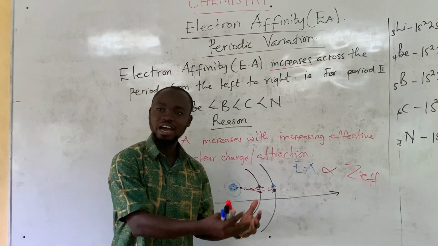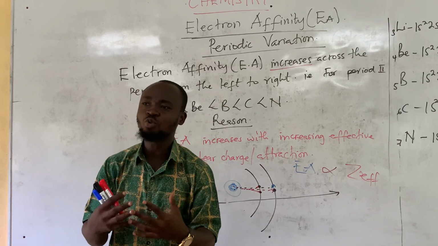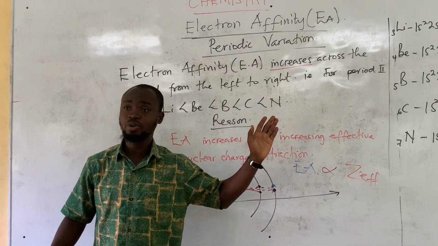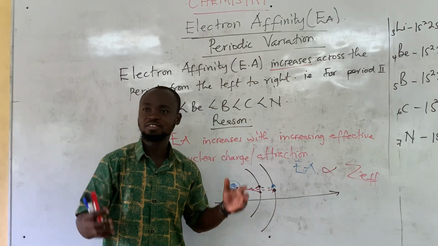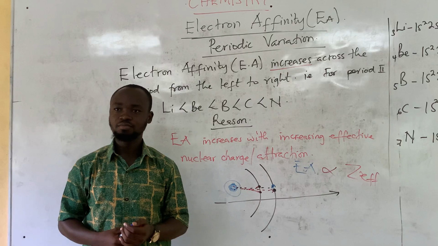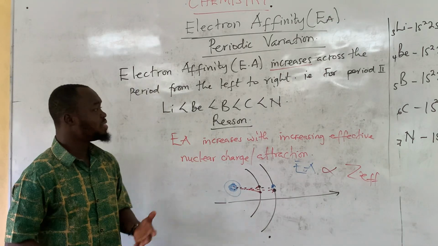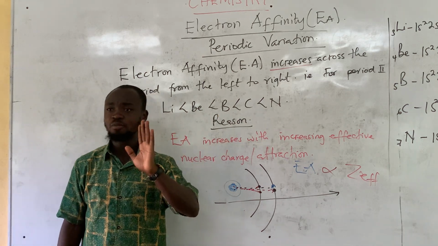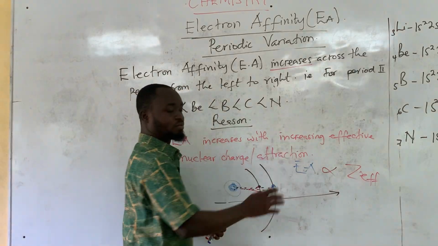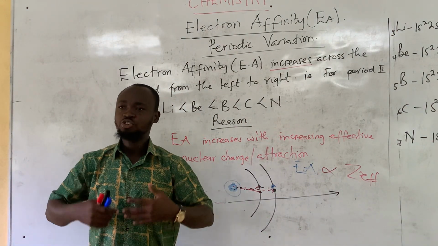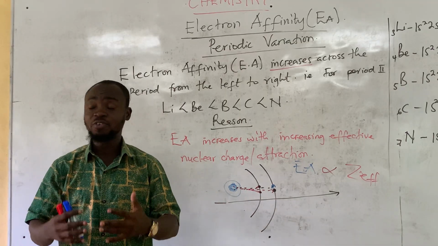It is very high once you're moving from the left to the right across the period. Since it is very high, and it will help me accommodate my added electron, my affinity for electron will also increase as I move across the period. That is why one of the factors that helps explain the variation across the period is the atomic radius. Why the atomic radius? Atomic radius decreases across the period due to an increase in effective nuclear attraction, or effective nuclear charge.